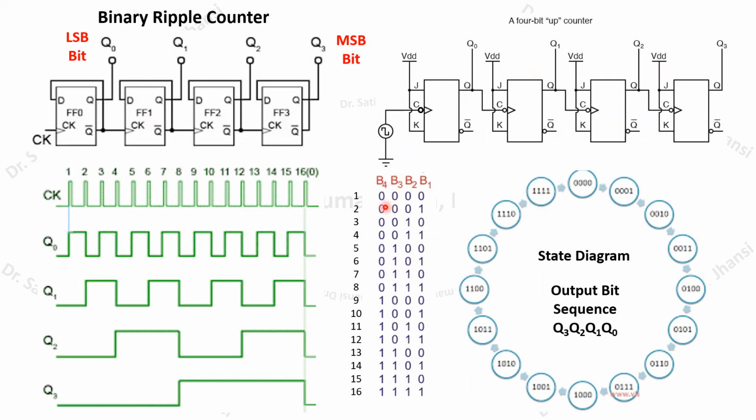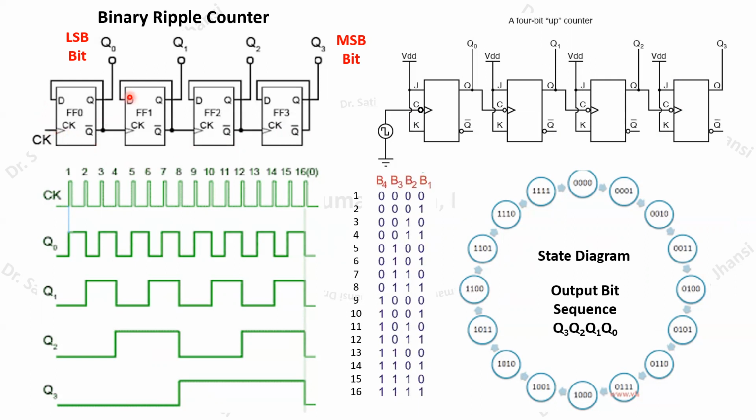So here we can see that in the binary ripple counter, normally we can use either this D flip-flop or this JK flip-flop. In this case, first of all, you have to know what the function table of your D flip-flop is, how it actually works.